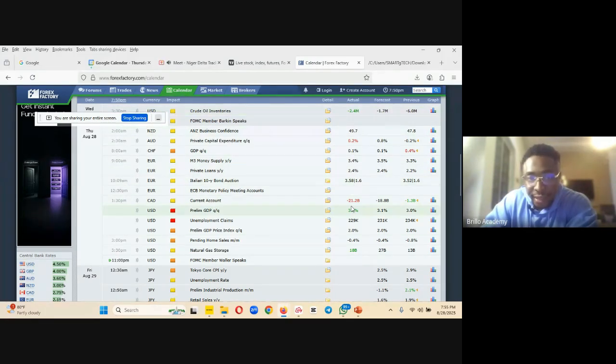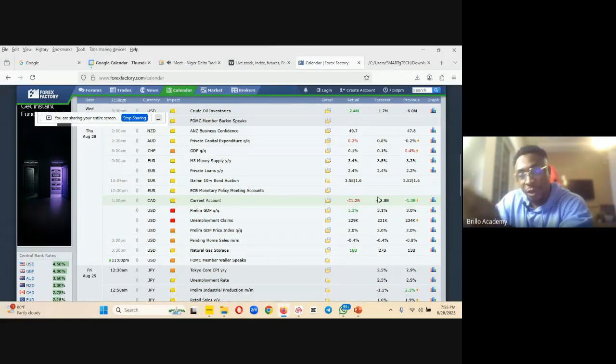Now, if the actual detail is greater than the forecast, for instance today, the forecast was minus 18, and the actual is minus 21. Minus 21 is lesser than minus 18 because you're counting backwards. So this particular news, it's not that one. So the one for USD is okay.